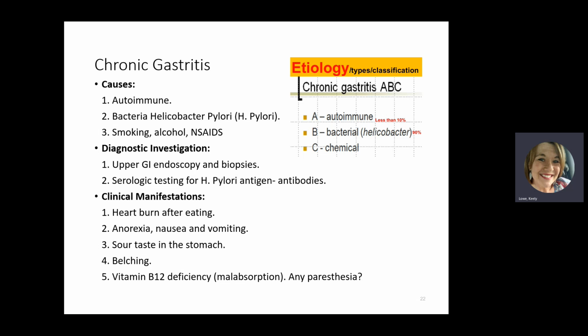With chronic gastritis, here's kind of an acronym of ABC. Is it an autoimmune problem? Is it a bacterial problem like Helicobacter? Or is it chemical, meaning things like medications, alcohol, and smoking that could be affecting it?